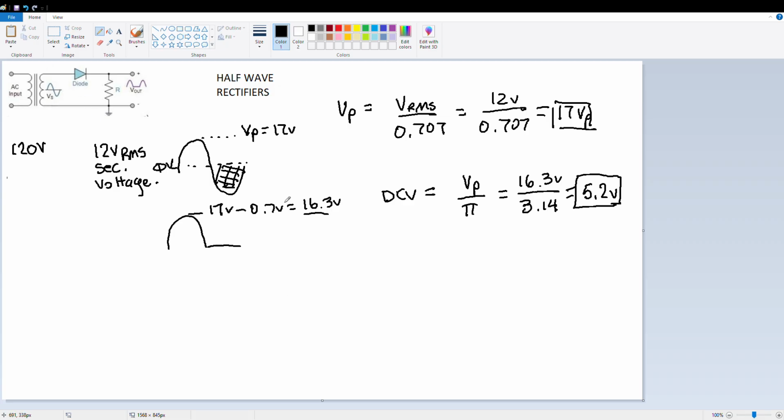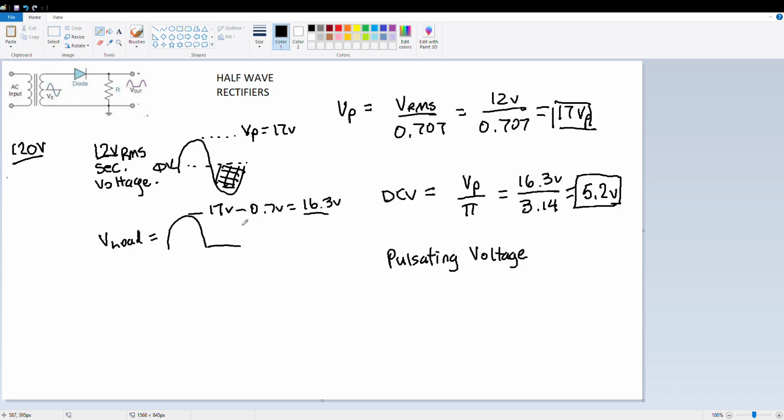So we have an AC input of 120 volts, and 12 volts RMS output at the secondary. We have 0.7 of a volt drop across our diode. Our voltage to our load, V load, looks like this, with a peak value of 16.3 and our DC voltage of 5.2 volts DC. Now, this is often referred to as pulsating DC, because the voltage is not steady. It rises to a peak value, falls back down to 0, and for half of the waveform, it's actually 0 volts. So you're not getting a lot of DC voltage output.